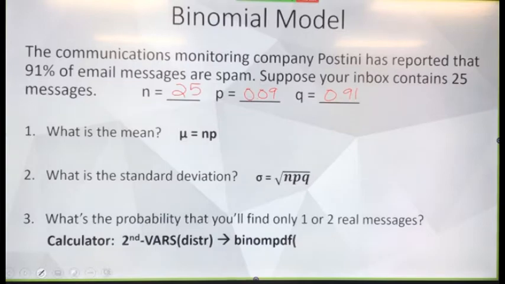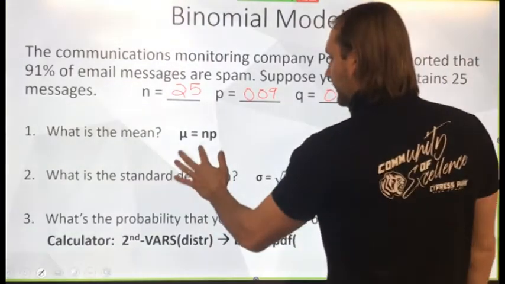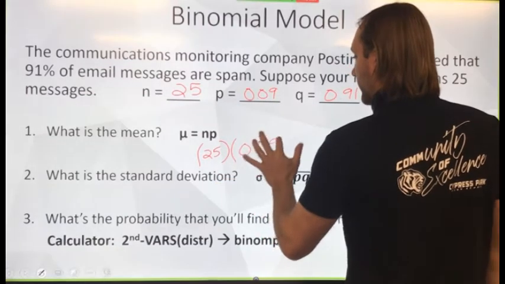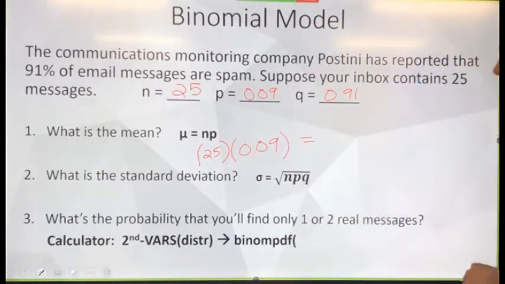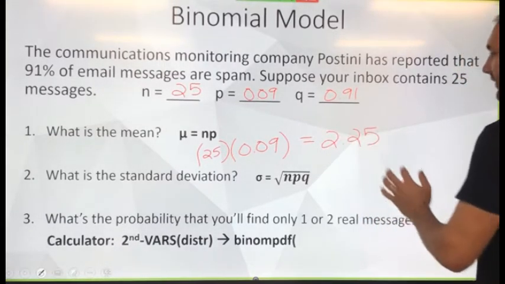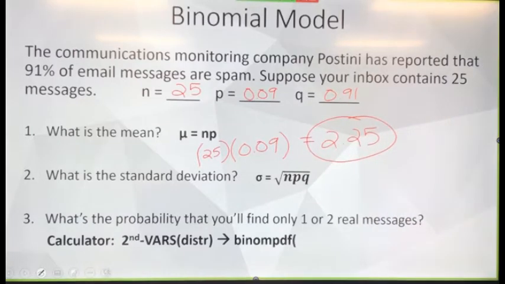So what is the mean? Well, the mean is going to be n, so 25, times p, 0.09. So somebody real quick in a calculator, 25 times 0.09. What is our mean here? About how many real emails can we expect in our 25 messages? 2.25. Realistically, about 2, right? Don't know how you get 0.25 emails.